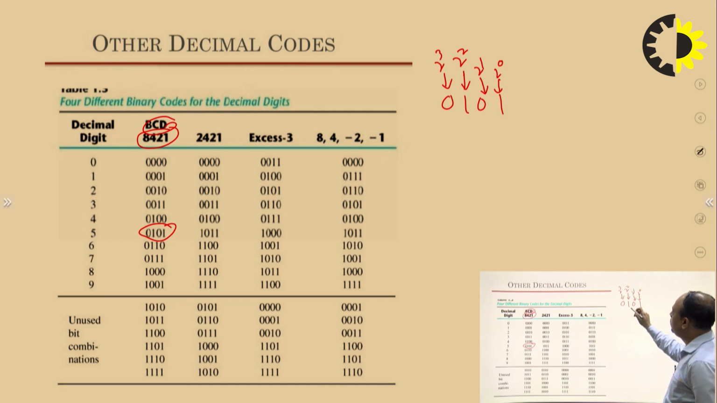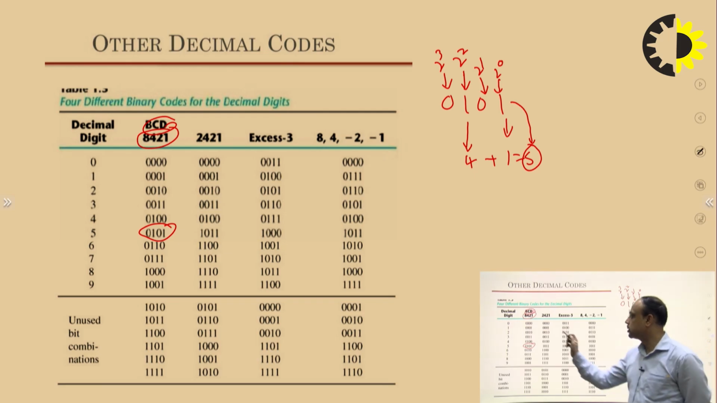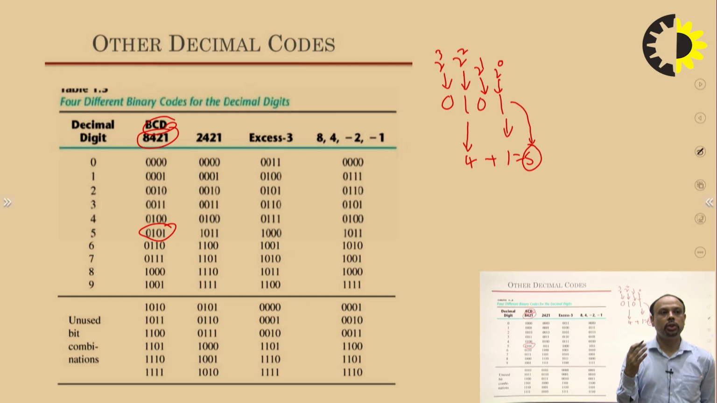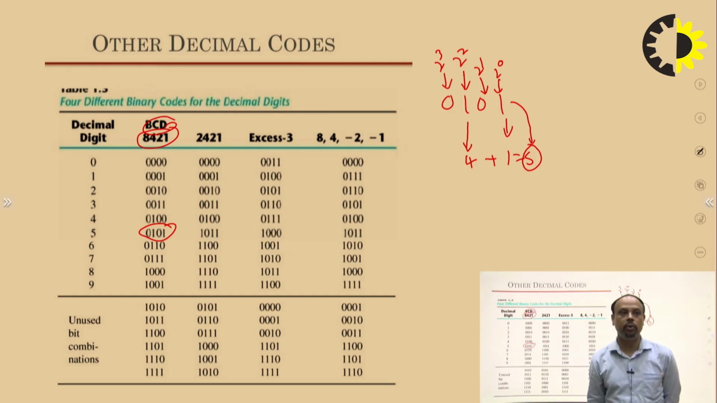So if this bit is 1, it is represented as 2 to the power 2, that is 4, and this is 2 to the power 0, that is 1, because these are having 1 in this place. So the sum is 5. This is the binary code of decimal number 5. These 8421 are the weights assigned to the different binary locations in this code. That's why it is known as 8421 code.